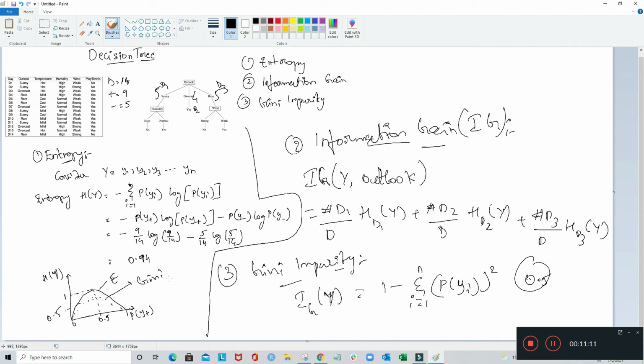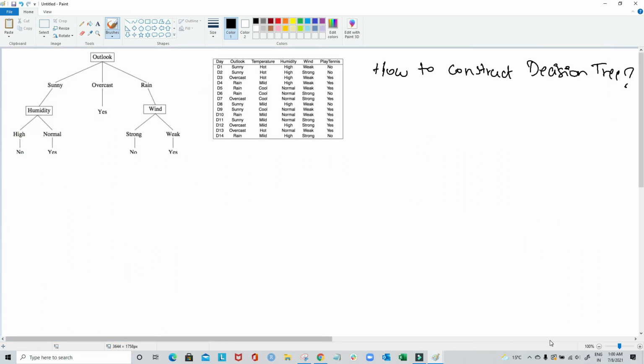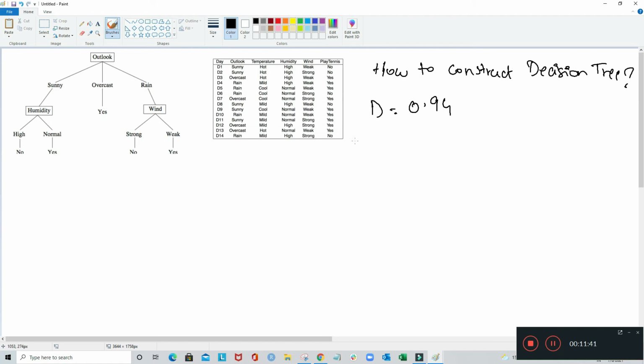Now, how to construct a decision tree? Let's see how a decision tree is built using the concepts of entropy, information gain, and Gini impurity. First we calculate the entropy for the dataset D that we saw as 0.94, just a while back. As you can see on the left hand side here, the first split happens with the outlook feature. So how is that decided?